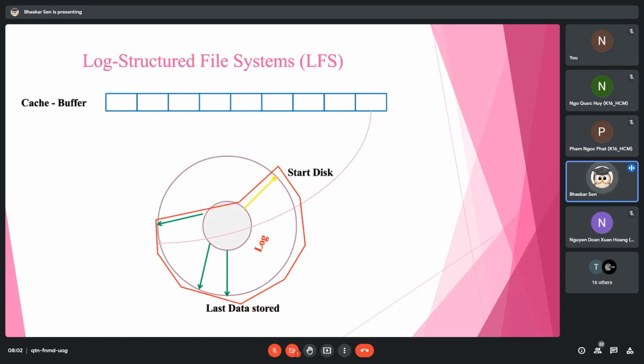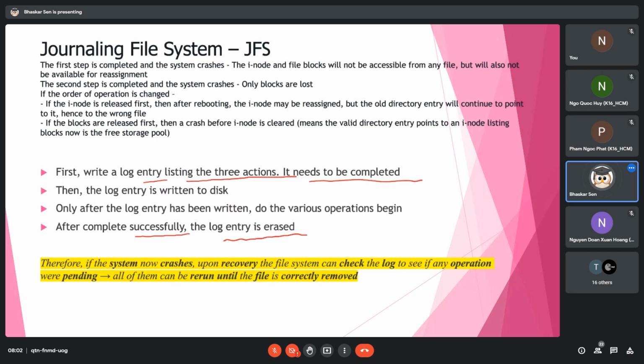I just took one picture. It could be that. JFS, journaling file system. What's the difference? Journaling file system is essentially the same as log structured file system. No problem with that. Essentially log structured file system. You do the same thing, but you do it in a slightly different way.